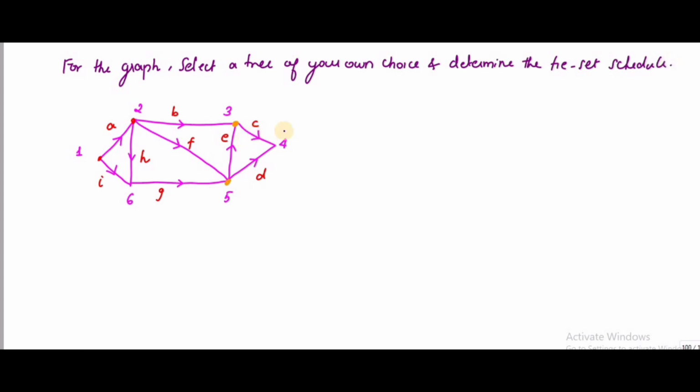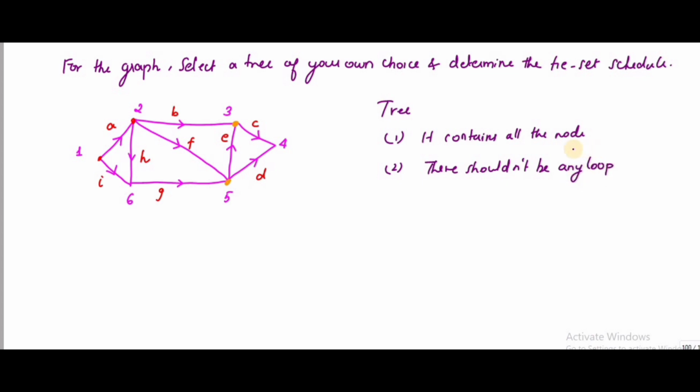So what does tree mean? The condition for a tree is that it contains all the nodes, and there should not be any loop inside it. Okay, so let me take this graph 2, 3, 6, 5, and this is 4, and this is 1.